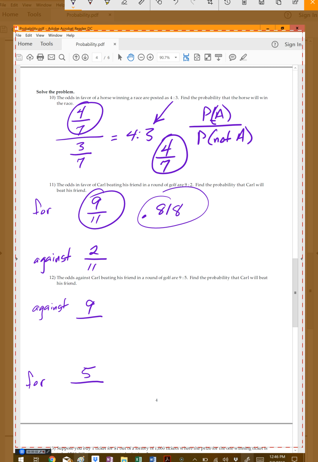So we want the probability that Carl will beat his friend. We know these two numbers add to make the denominators in both of these. So to find the probability that Carl will beat his friend, it's going to be the number down here on the bottom. So we want to be careful: is it odds for or is it odds against?